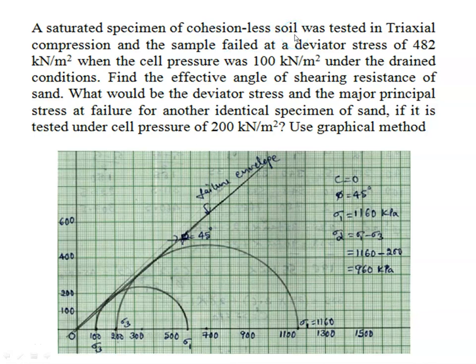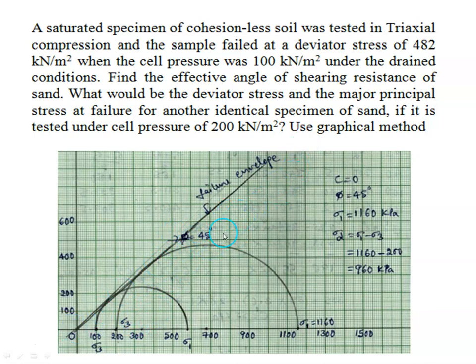So with one set of values we can find the failure envelope. If it is not dry sand or cohesionless soil, then we need minimum 2 points to plot the failure envelope. Because it is cohesionless soil, we know that the failure envelope will start from the origin. So that we need only 1 point. One set of readings are sufficient to plot the failure envelope. So now after plotting this failure envelope, we can find the angle of shearing resistance by the inclination of this failure envelope.